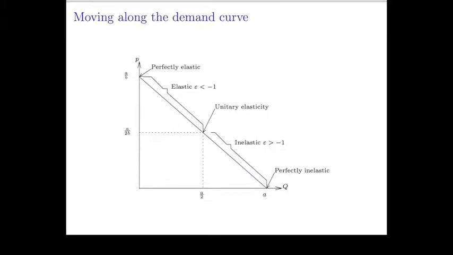So if we draw the linear demand curve, then we see that when the price is A over 2B and quantity is A over 2, we have unitary elasticity. To the right, we have inelastic demand, and to the left, we have elastic demand. So at this corner right here, we have perfectly inelastic demand, and at this corner right here, we have perfectly elastic demand.